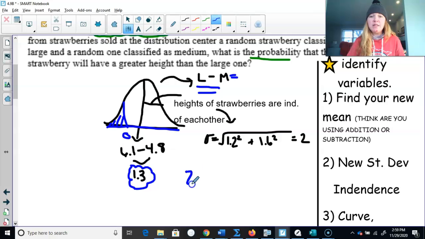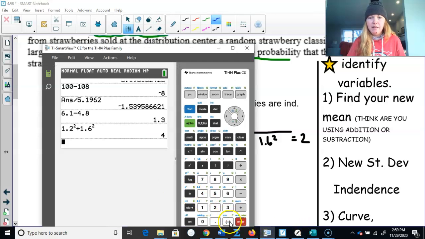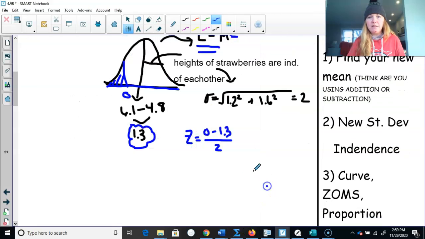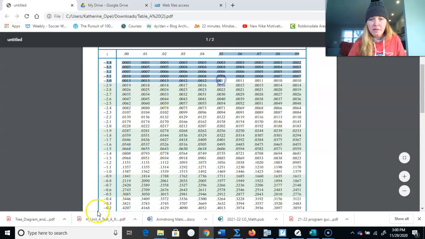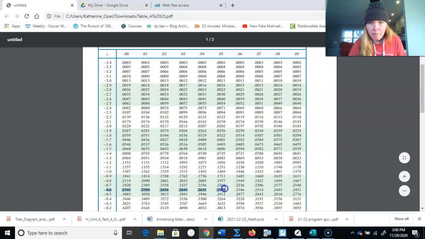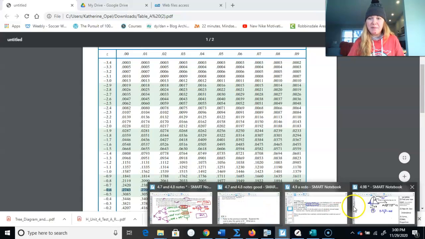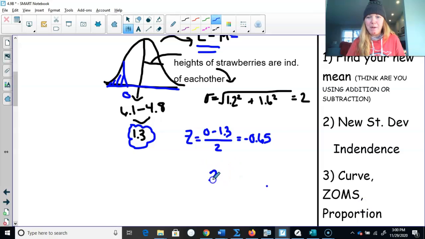Okay. So let's go to our z-score. We have z is equal to 0 minus 1.3 divided by 2. Go to my calculator here. Negative 1.3 divided by 2. That gives us negative 0.65. Okay, I'm going to go to my table. Negative 0.65. So 0.2578. And that's our proportion there. That's our probability.